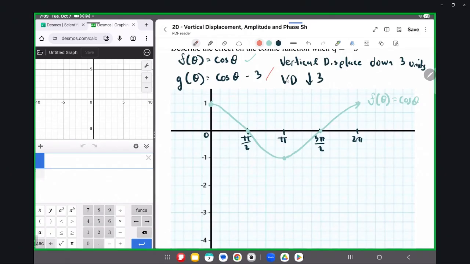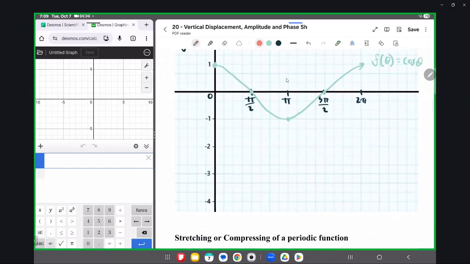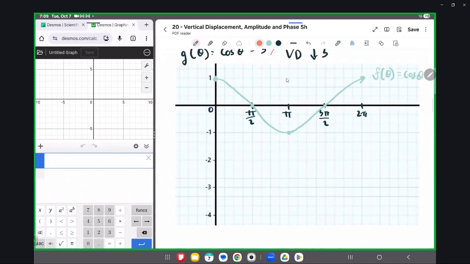So to sketch the transform function, all we need to do is to take each of these 5 points, the 2 maxes, the minimum, and the zeros, and drag those down each 3 units. So for this one here, we go down 1, 2, 3 units. For cos of pi on 2, we go down 1, 2, 3 units. For cos of pi, we go down 1, 2, 3 units. For cos of 3 pi on 2, the same, and cos of 2 pi, the last.